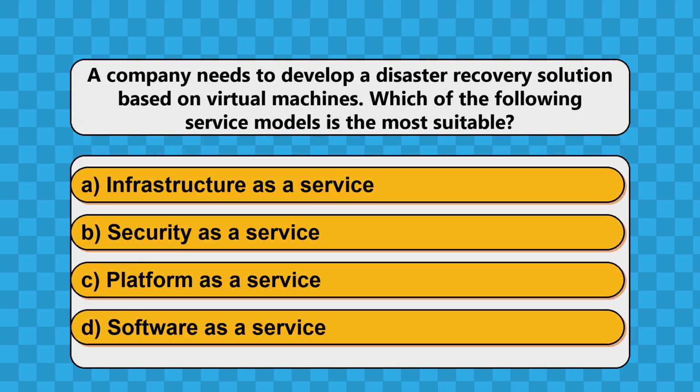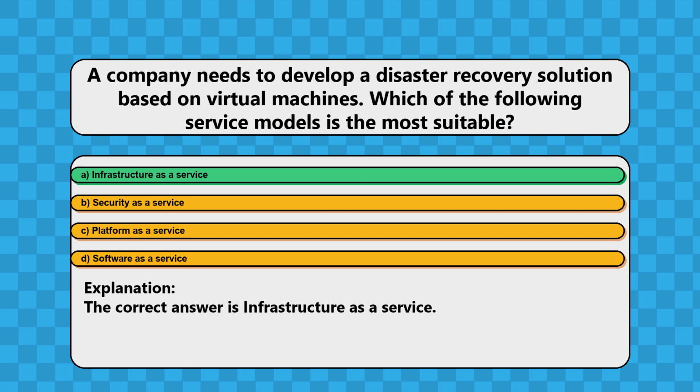Question 45. A company needs to develop a disaster recovery solution based on virtual machines. Which of the following service models is the most suitable? Option A, infrastructure as a service. Option B, security as a service. Option C, platform as a service. Option D, software as a service. The correct answer is option A, infrastructure as a service. The correct answer is infrastructure as a service.